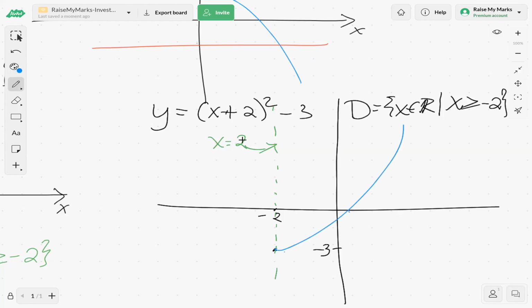It's not very accurate, but this is what our graph looks like, the blue curve. So now our graph passes the horizontal line test, and so our function with the restricted domain represents a one-to-one function, and our inverse for this function will also be a function.